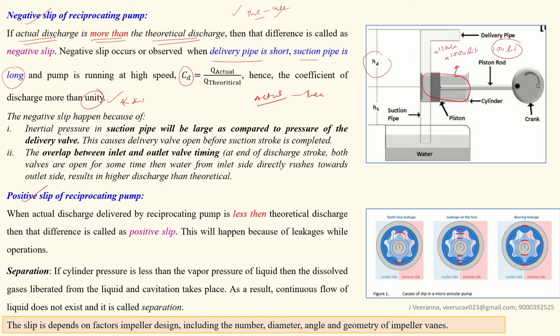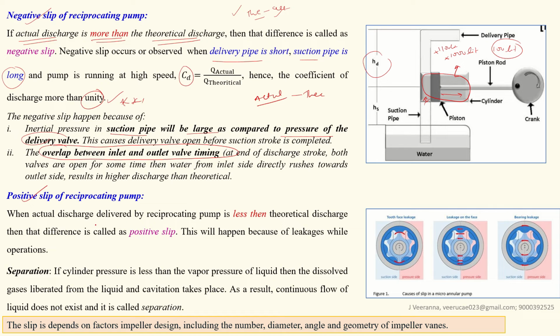Negative slip occurs because of the suction pipe being larger as compared to the pressure in the delivery valve, or because of overlapping of the two valves. What does overlapping mean? When the piston moves in this direction, the suction valve will open and the delivery valve will also be open. We call this the valve timing. In this condition also, the theoretical discharge is lesser and the actual discharge is more. The reverse is positive slip.